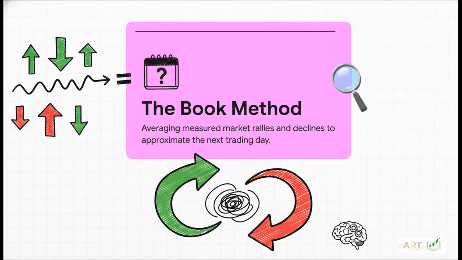So what exactly is this book method? Well, at its core, it's the practice of measuring both market rallies, the upward movements, and market declines, which are the downward drops. By measuring these two opposing forces, you average the numbers to arrive at a highly educated approximation of what should occur on the very next trading day. It's basically about letting the market's recent history dictate its immediate future.